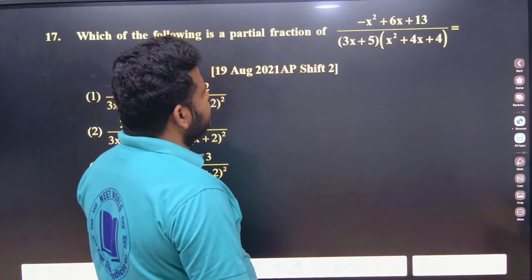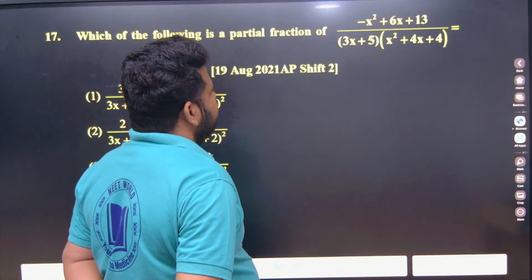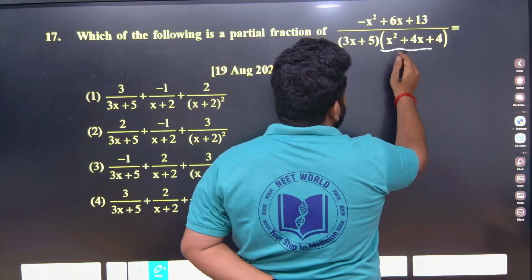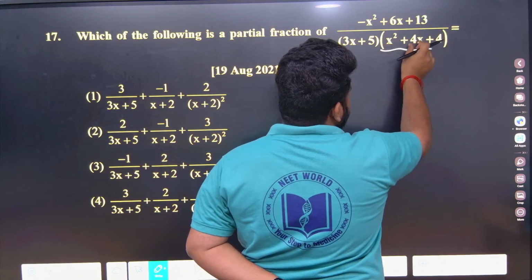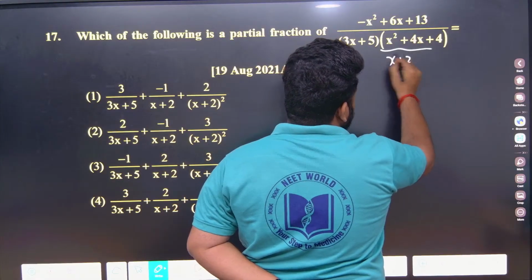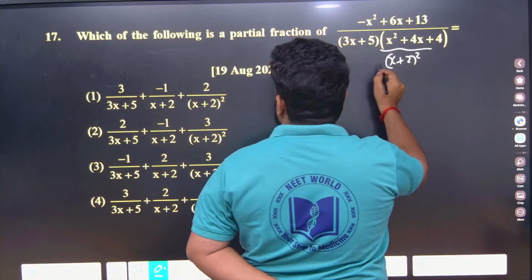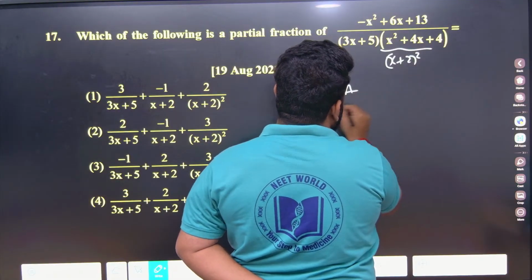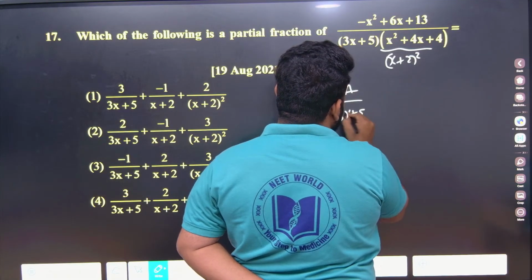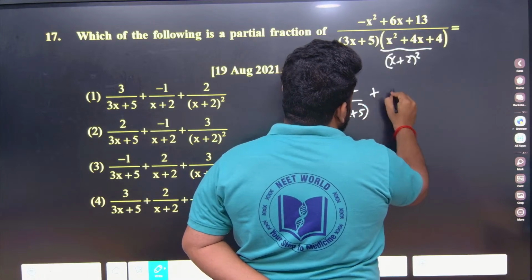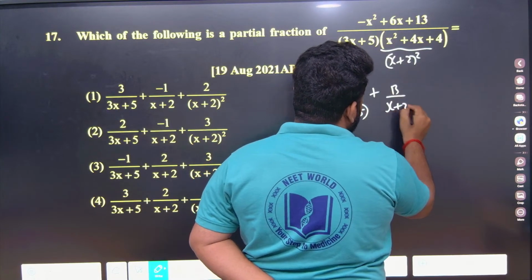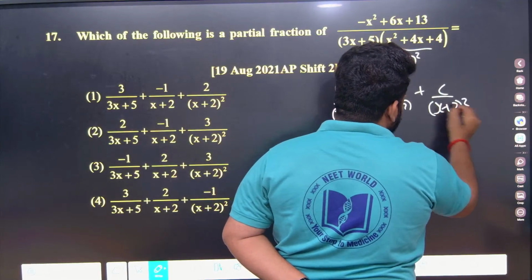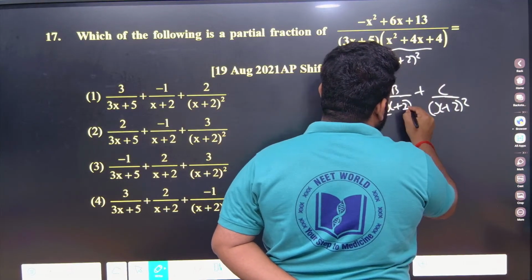So, x square plus 4x plus 4. Observe here, x square plus 4x plus 4, I can write it as a square plus b square plus 2ab, that means x plus 2 whole square they have written. So, this can be written as a by 3x plus 5 plus b by x plus 2 plus c by x plus 2 whole square, because in the second term there is repetition form.